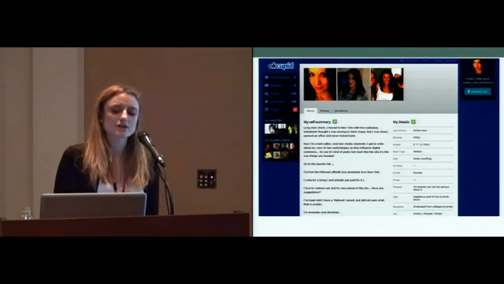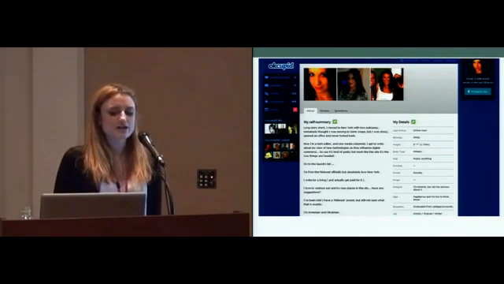Here's a screenshot of an OkCupid profile. And to the right, you can see matching information like height. There are also photographs and extensive amount of text in the profile that the user has written.